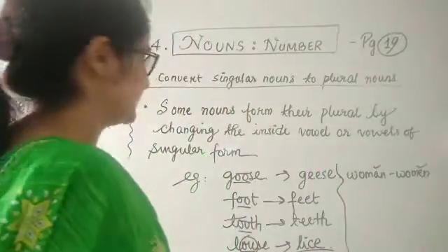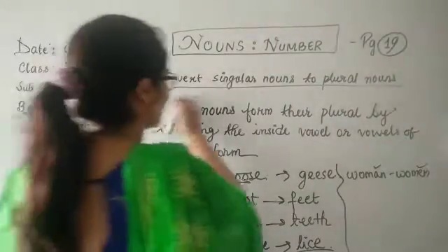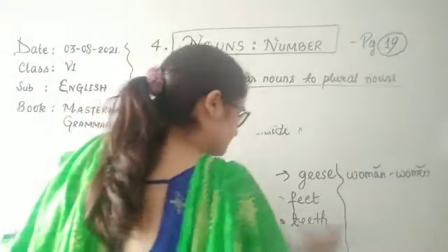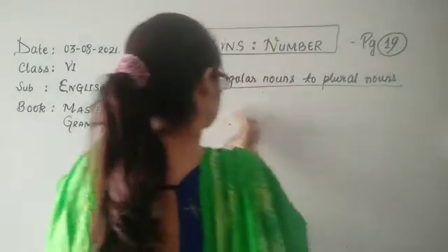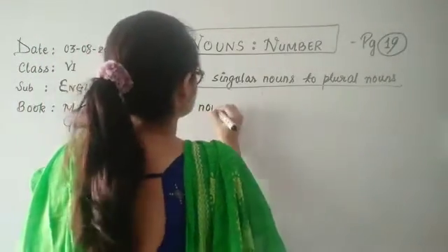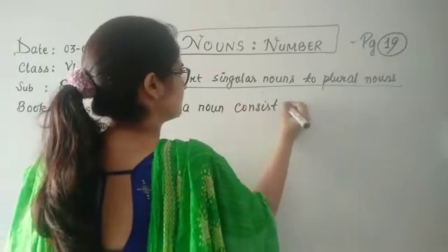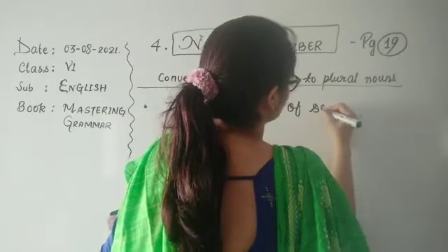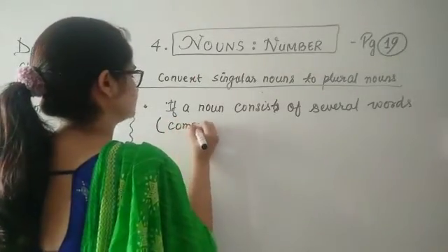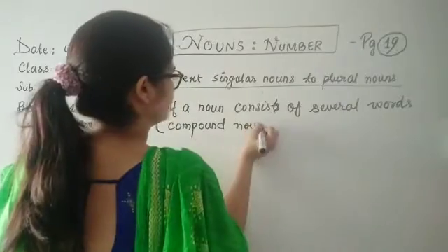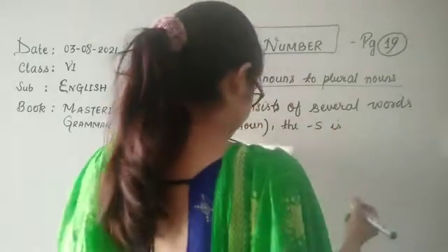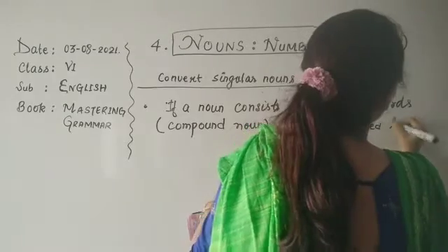Let's see what I am trying to tell you. If a noun consists of several words, that means if a noun is a compound noun, the S is added to the main word. Added to the main word.